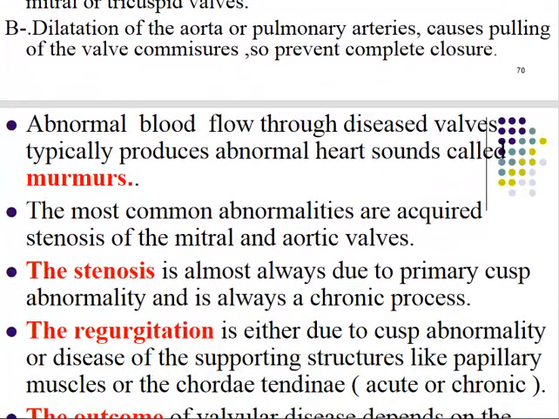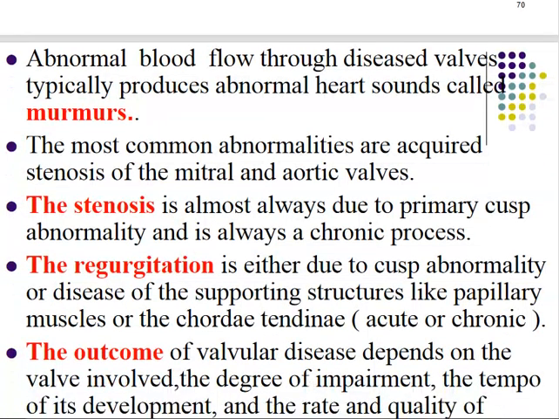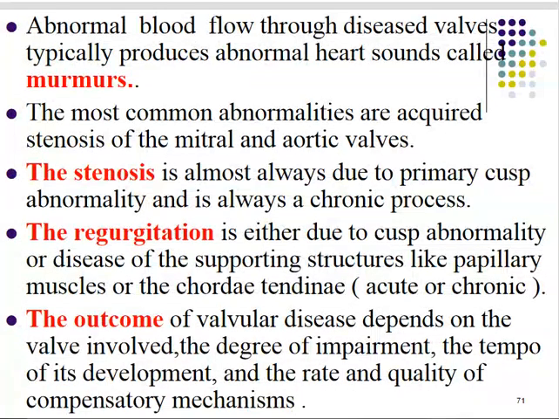Abnormal blood flow through a diseased valve typically produces an abnormal heart sound named a murmur. So a murmur is the abnormal heart sound that results from abnormal blood flow through a damaged or diseased valve. The most common abnormalities are acquired stenosis of the mitral and aortic valves, and the stenosis is almost always due to primary cusp abnormality, and it's always a chronic process, while regurgitation is due either to cusp abnormality or disease of the supporting structures like the papillary muscle or chordae tendineae, and can be acute or chronic, in contrast to stenosis, which is usually chronic.